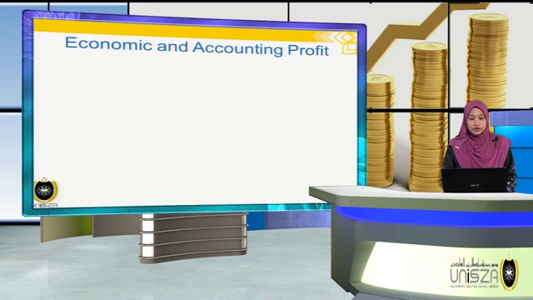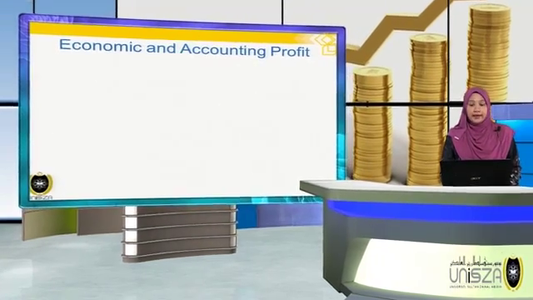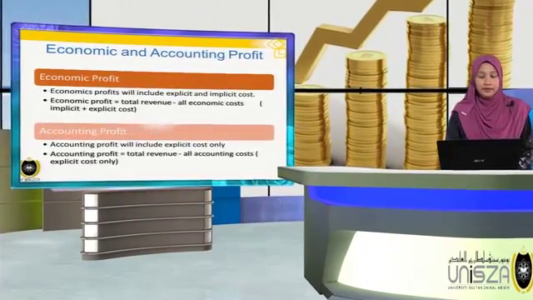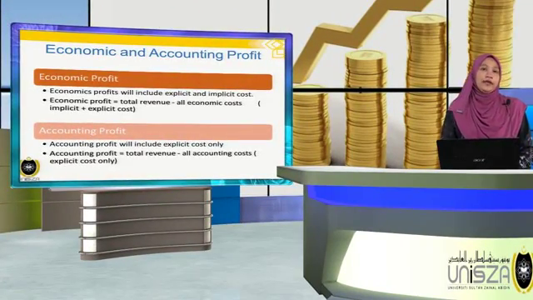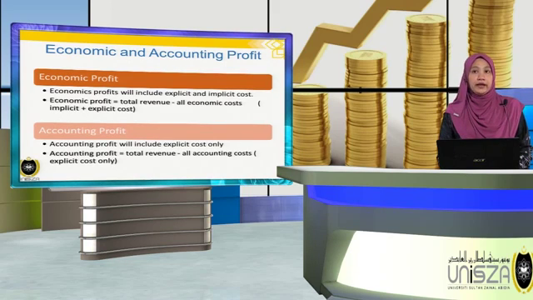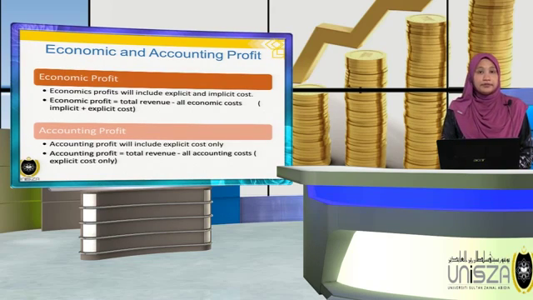Okay, we go to economic and accounting profit. What is the economic profit? Economic profit is the difference between the total revenue and the total cost. But the total cost includes both explicit and implicit costs, so the economic profit includes the opportunity cost associated with the production and is therefore lower than accounting profit.